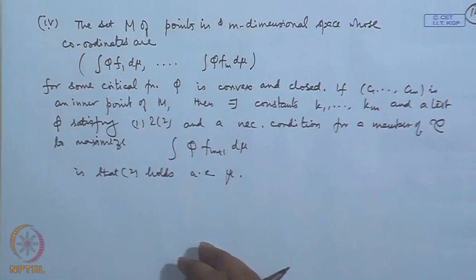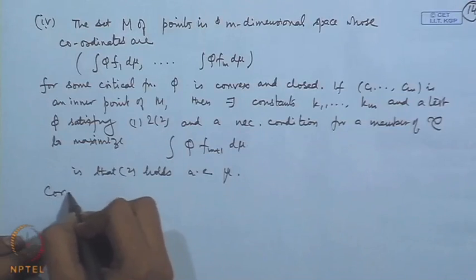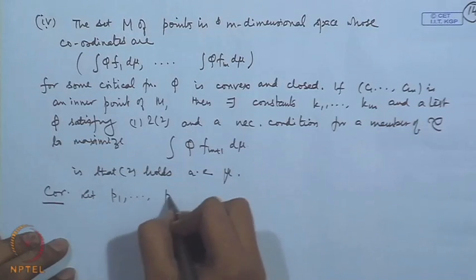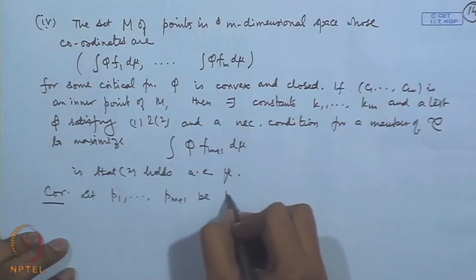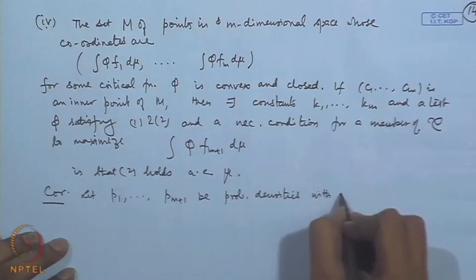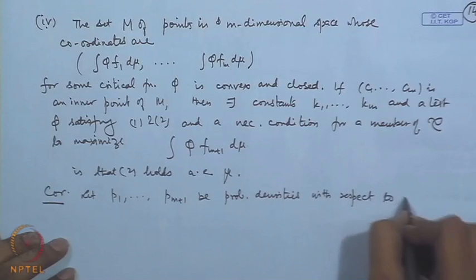As I mentioned, I will not be giving the proof of these results. One can see the book of Neyman. Now, this extension is helpful for solving more general testing problems. As a corollary, I state the following: let P 1, P 2, up to P m plus 1 be probability densities with respect to a measure mu.